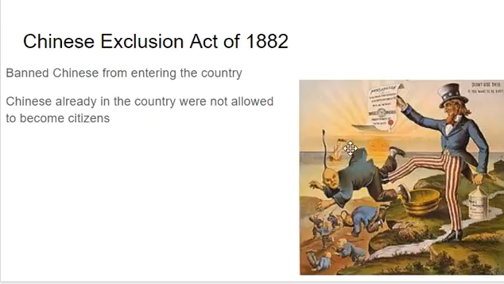And this is a political cartoon from that time, and it shows Uncle Sam kicking the Chinese out. That's what he's doing, and it was kind of racist, because Chinese people do not look like this, but that's how the newspapers used to draw pictures of Chinese people.